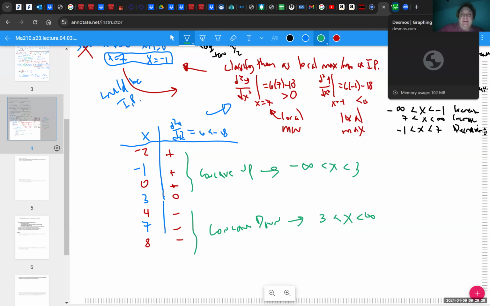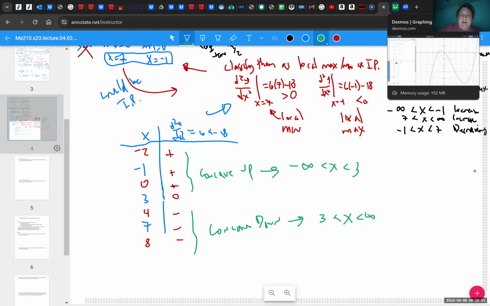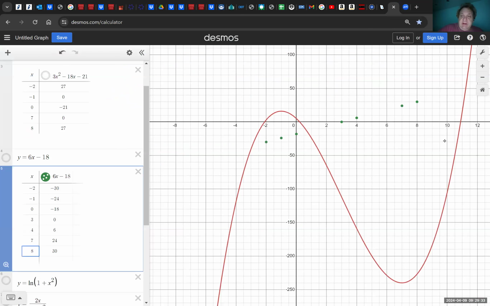And you can also verify this on the picture. So concave up, that's this section right here. Oh, did I get it backwards?